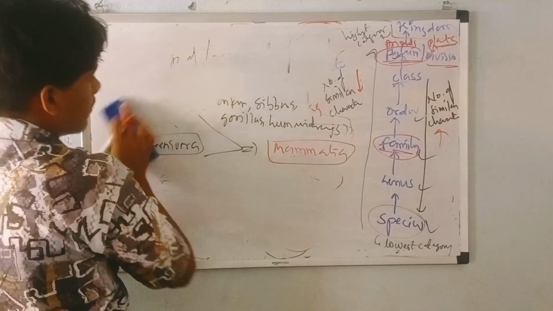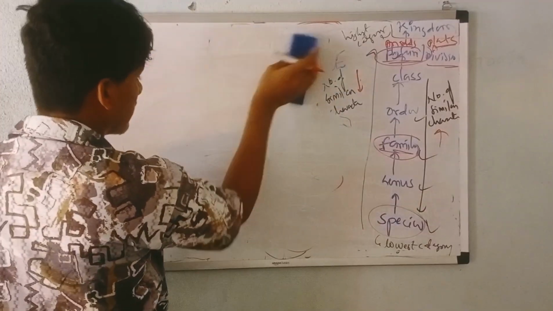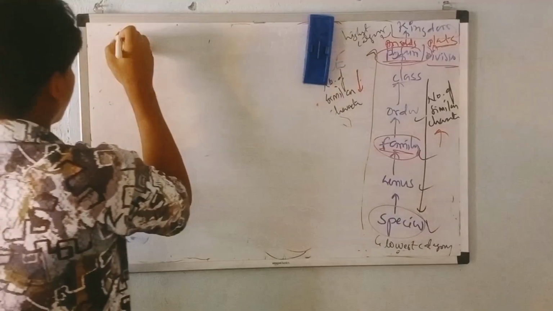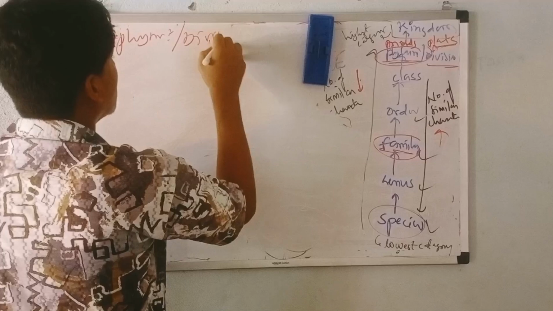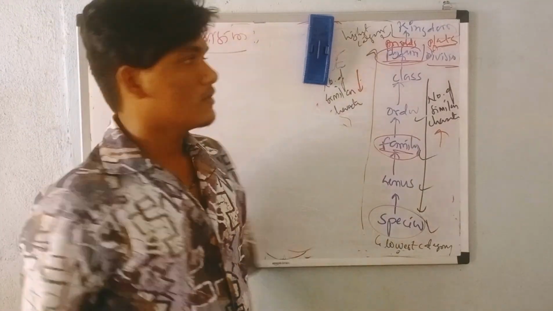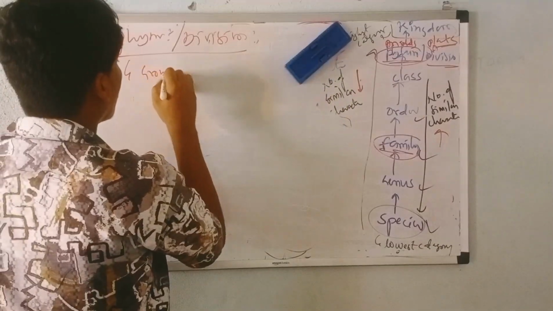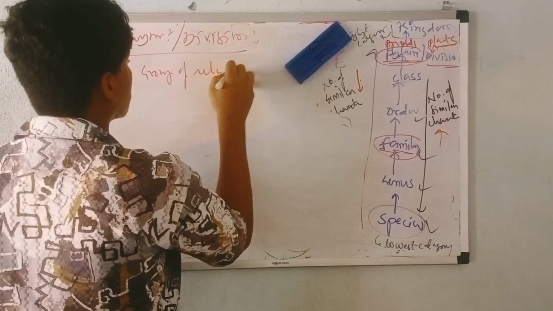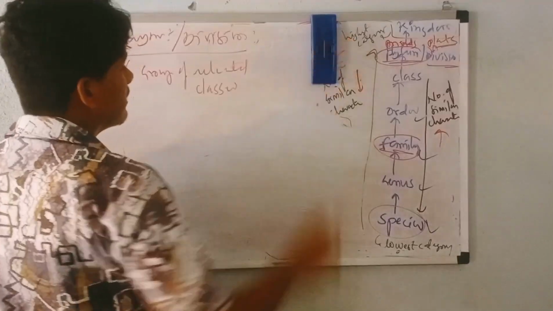Now what do we talk about? The next highest category, that is called phylum. Phylum or division: division in the case of plants and phylum in the case of animals. So a group of related classes is nothing but a phylum or division.